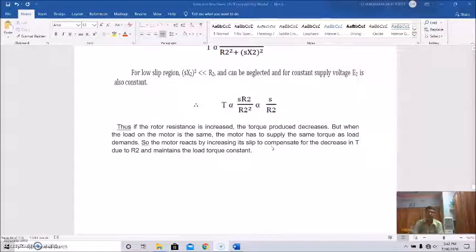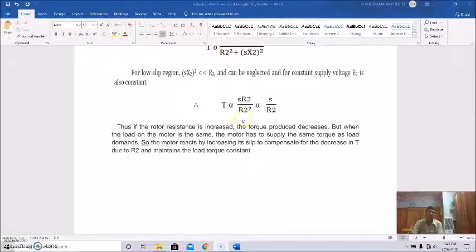From these equations, we find that if we increase the rotor resistance, the torque produced will decrease. But when the load on the motor is the same, the motor has to supply the same torque as the load demands. So the motor reacts by increasing its slip to compensate for the decrease in torque due to R2, and maintains the load torque constant.